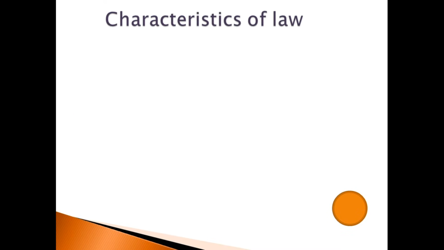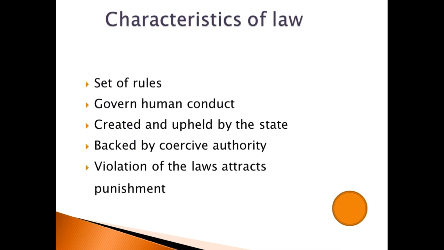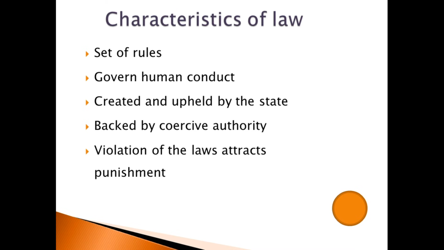From our definition, we have deduced that laws are a set of rules which govern human conduct. They are created and upheld by the state. They are backed by coercive authority, and violation of the laws attracts punishment. These are the characteristics of law we are talking about. I would like to explain those characteristics in detail.